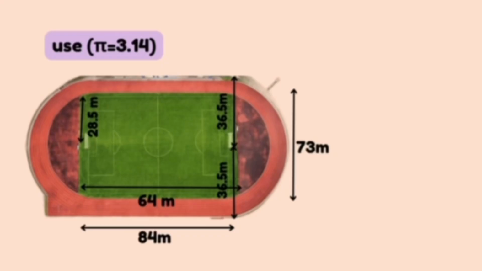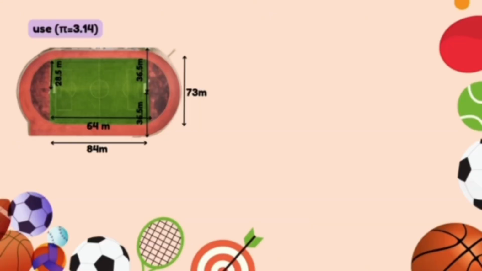First, let's look at the heart of the stadium, the green field. The flat part of the grass field is 64 meters long. The curved end of the grass has a radius of 28.5 meters. If you look at the center, the total width of the grass field is 57 meters, which is 28.5 meters times 2. Now, let's look at the dimensions for the outer track, which is where we will do our calculation.